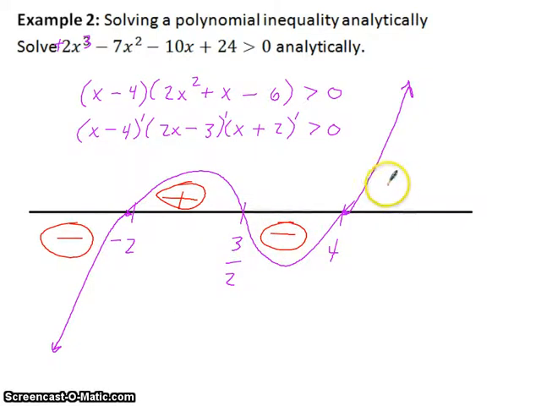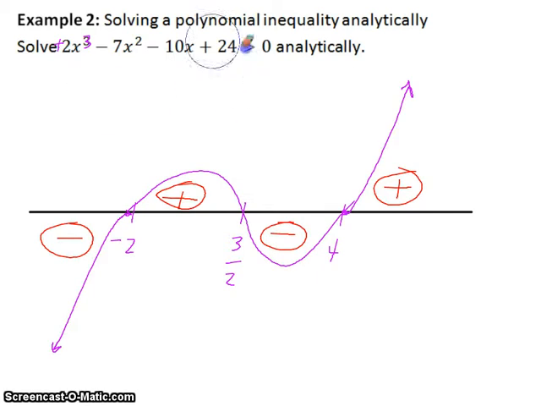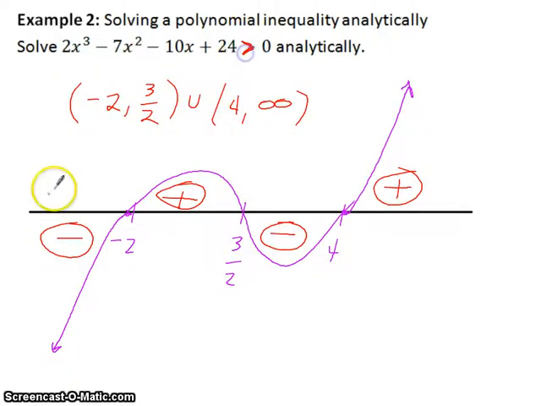Any x value we plug in after 4 is going to result in a positive y value. So that brings us to solving this inequality. Where do we have values that are greater than 0? Where we're in the positive. So any x value that I plug in from -2 to 3 over 2 results in a positive y value, in union with any x value we plug in from 4 to infinity will result in a positive y value. That gives us the solution for our inequality.